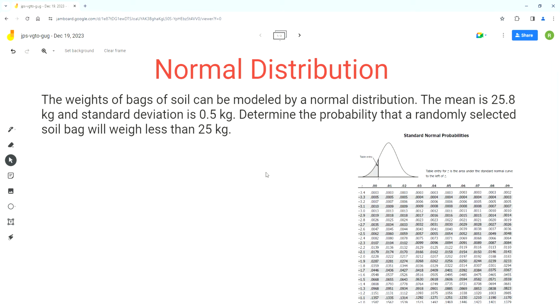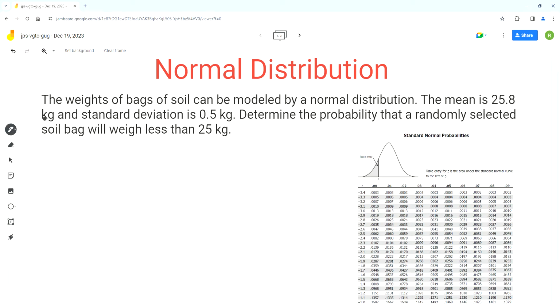Hello everyone. In today's video, we will analyze a problem based on the concepts of normal distribution. Now, as you can see, I have put a z-score table on the board. We will need this z-score table to find the answer to this problem. So let's start by analyzing the given problem.